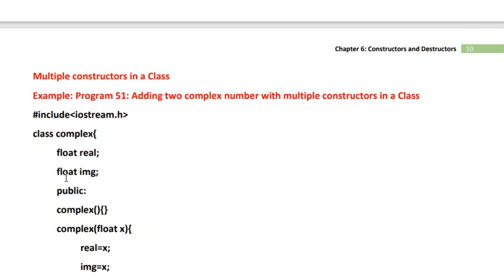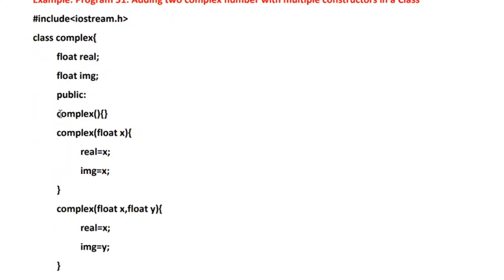Now let us try to understand multiple constructors in a class. This we have already discussed in the previous class as well, right? We will not be elaborating it further. So here what we have is multiple constructors. We have a default constructor, we have a parameterized constructor.